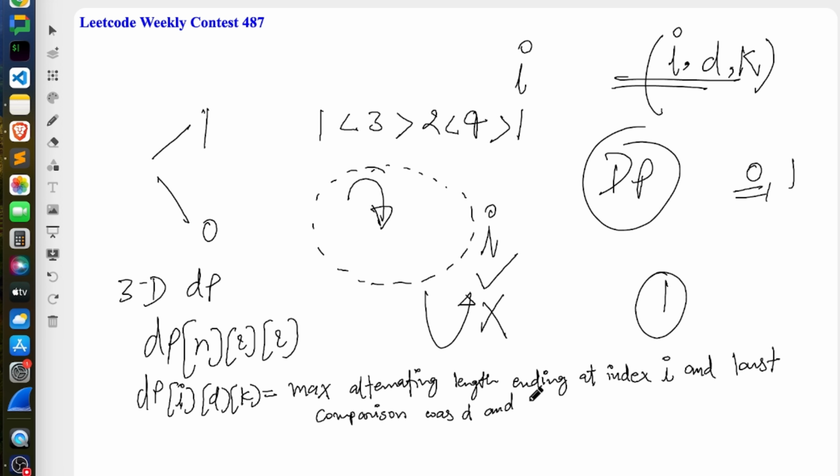1 means up and 0 means down. And after K number of deletions. So this is the definition of DP.